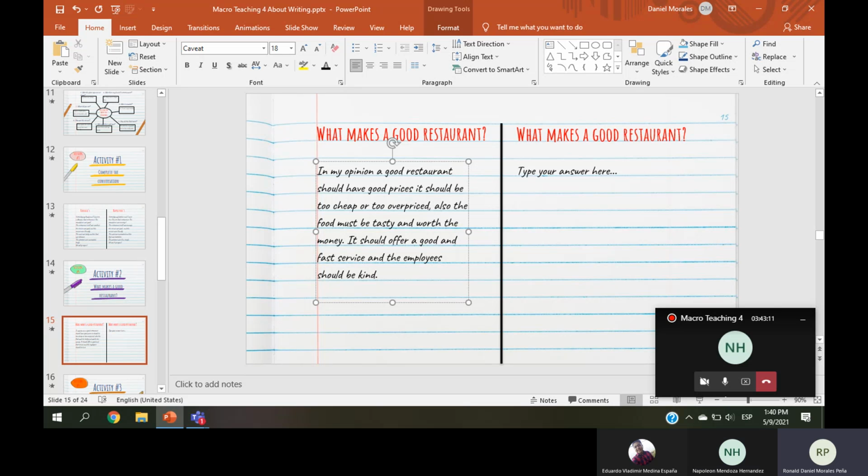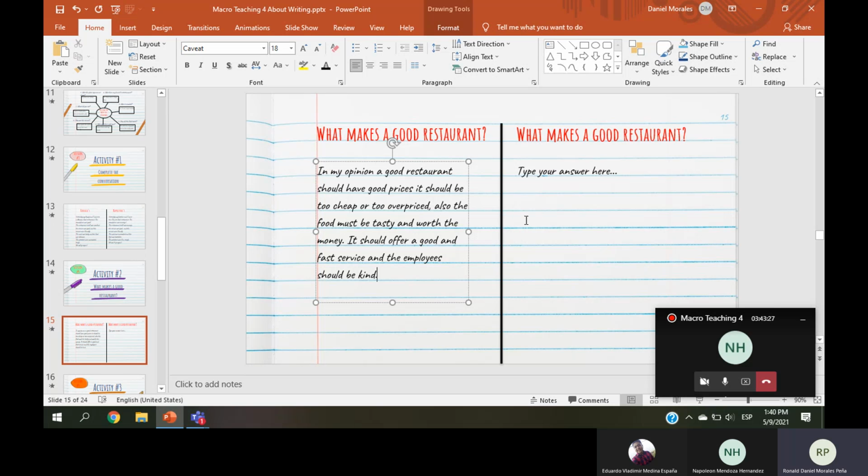It should have good prices. Also, the food should be worth the price, and also the service should be fast and kind. That's basically my opinion.